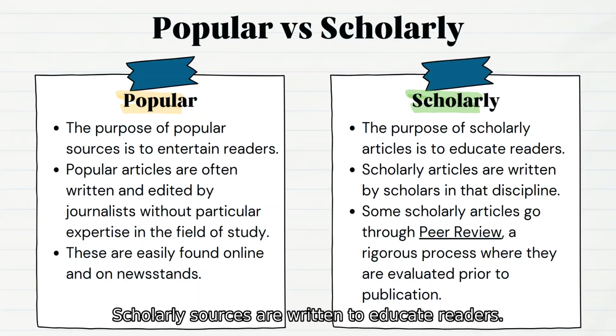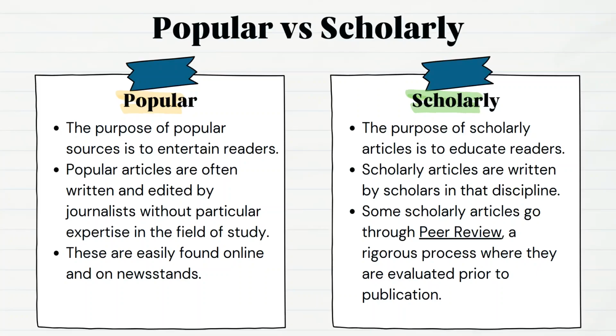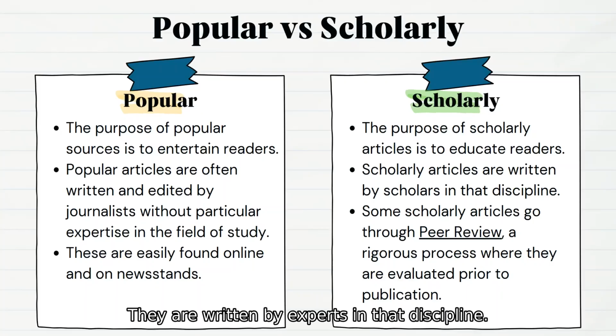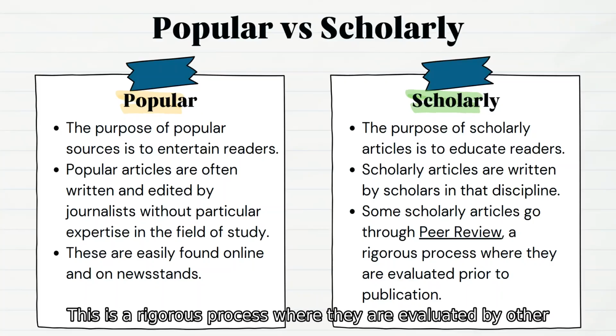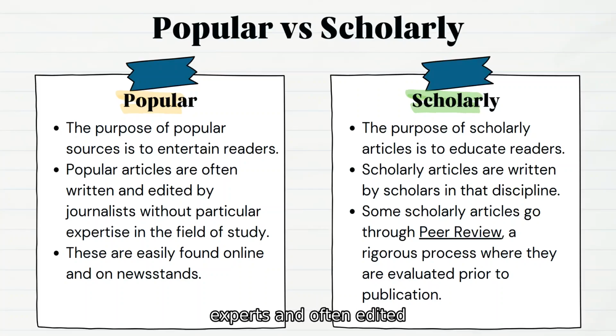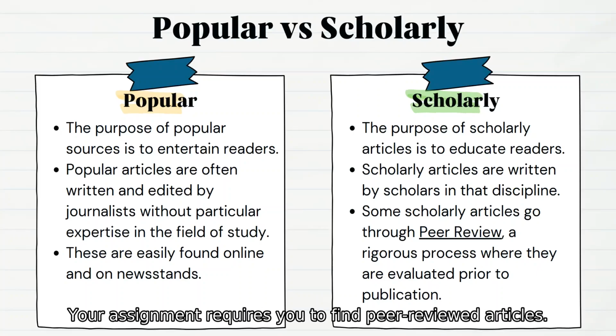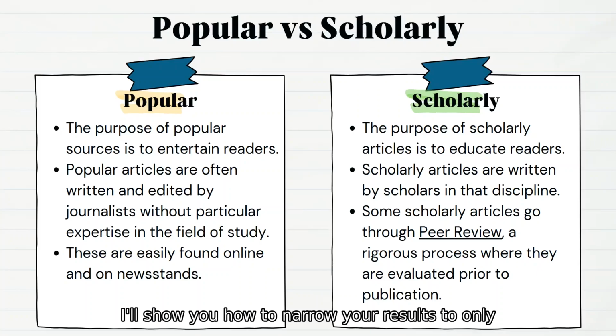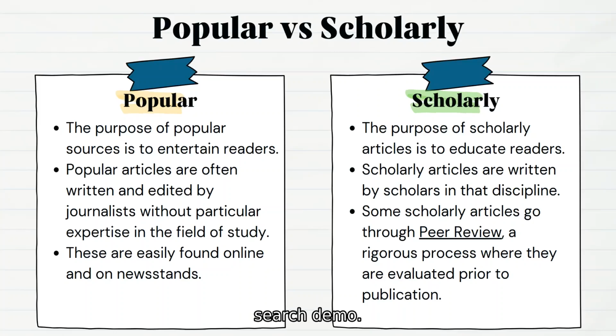Scholarly sources are written to educate readers. They are written by experts in that discipline. Some scholarly articles go through peer review. This is a rigorous process where they are evaluated by other experts and often edited prior to publication. Your assignment requires you to find peer-reviewed articles. I'll show you how to narrow your results to only peer-reviewed articles during our search demo.